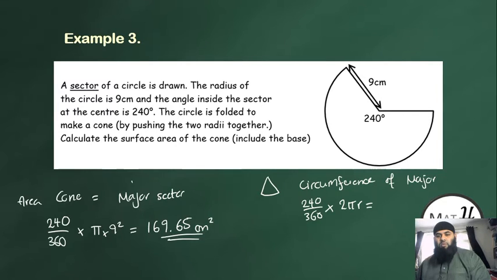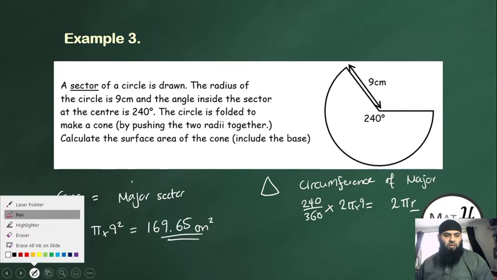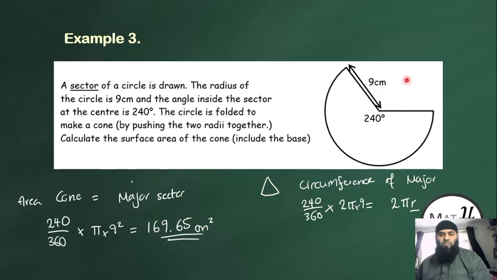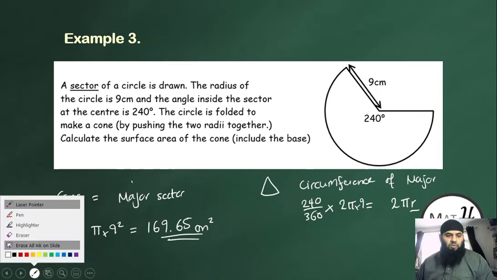It's going to be equal to 2 pi r. So we can call this 2 pi. The r itself over here is 9, so let's do times 9. And we have the r that we need to really find out. This is the missing thing that we need. Because we know the circumference on the outside of the major sector would be equal to the circumference around the cone. So that's how I got this. Let's work this out.